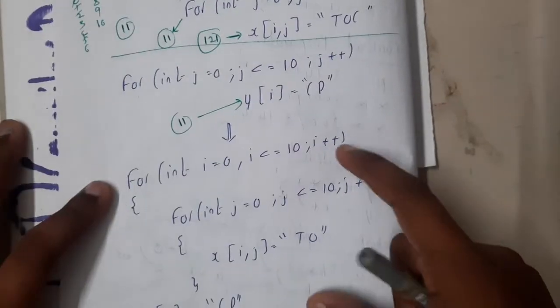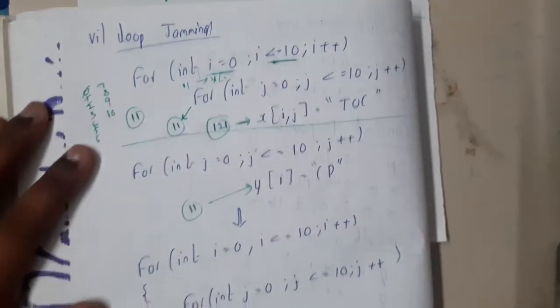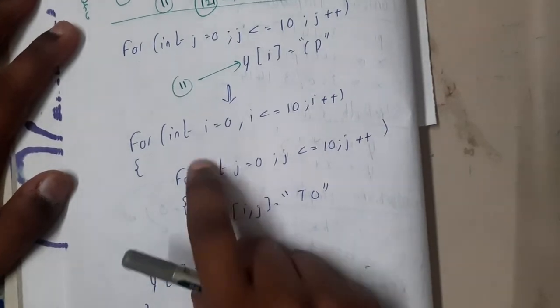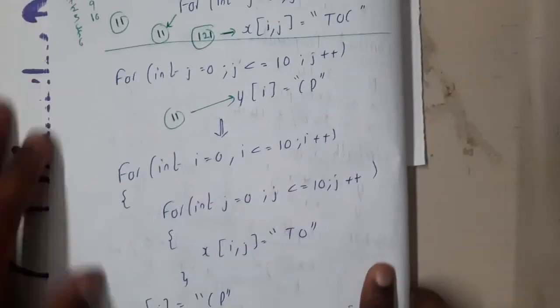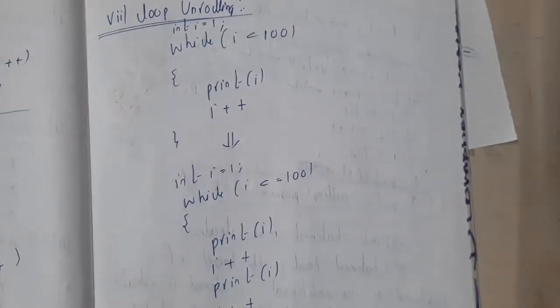So that is nothing but loop jamming. Indirectly, inside one loop you are placing the other loop. Got it? Okay. So that's what we have done here. Instead of writing it in the first line, we wrote it in the last line. So there is no issue, right? Yes. So that is loop jamming, guys. And similarly, loop unrolling.